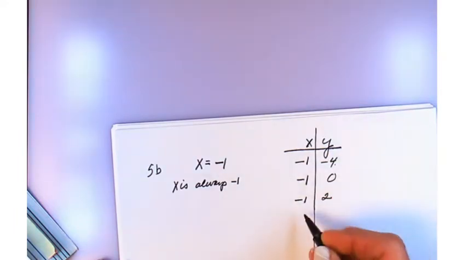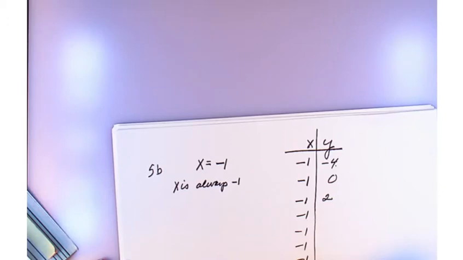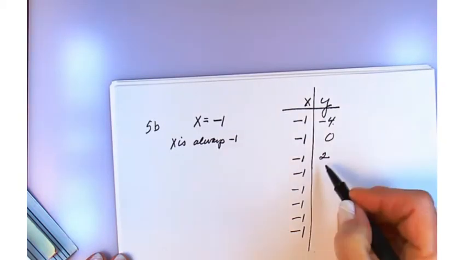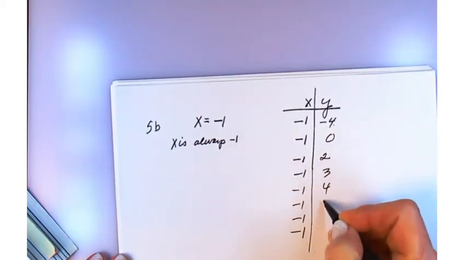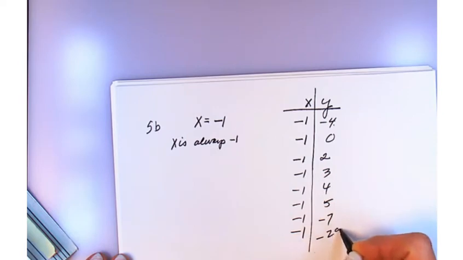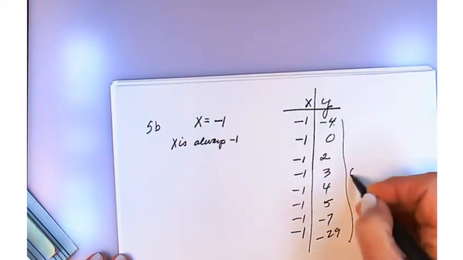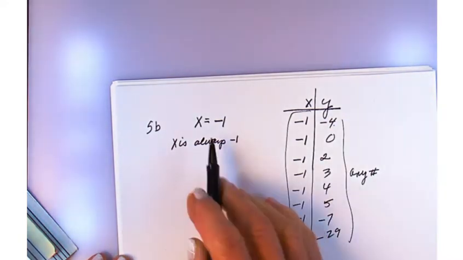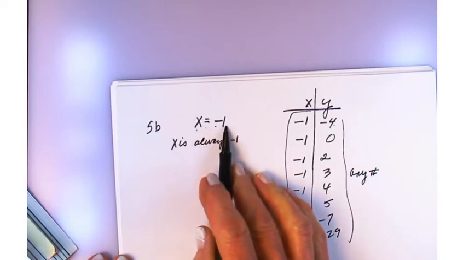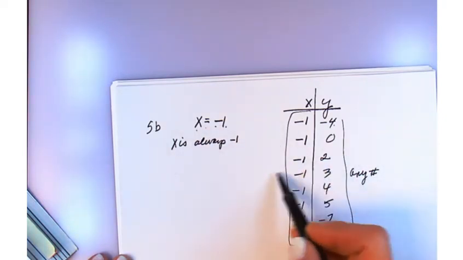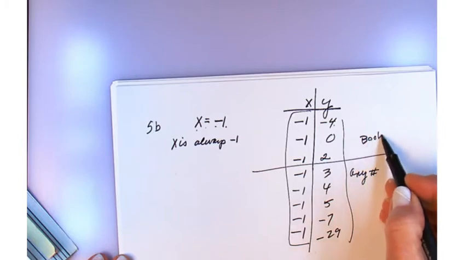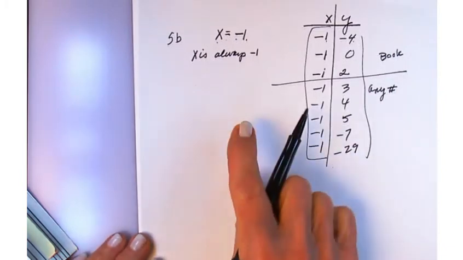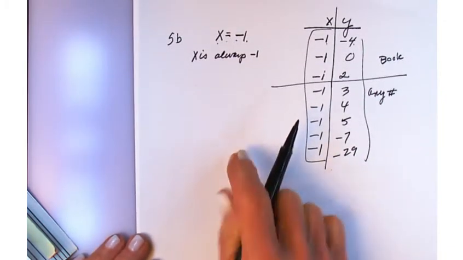So if I wanted a big, long table of values, the x column would all be minus 1s, and over here I could do 3, 4, 5, minus 7, minus 29, any number over here. Any number, as long as in the x column, x is negative 1. Okay? So our book only gave us this many, and we needed 1, 2, 3 minus 1s. That seems to cause a lot of confusion to students.